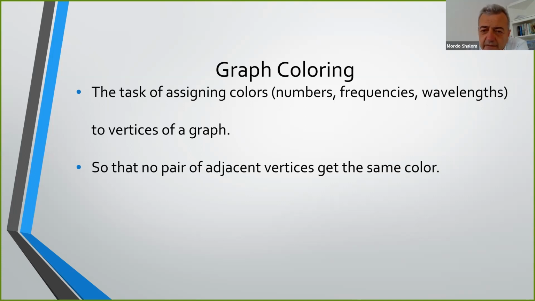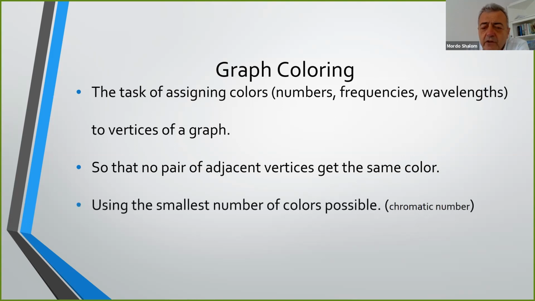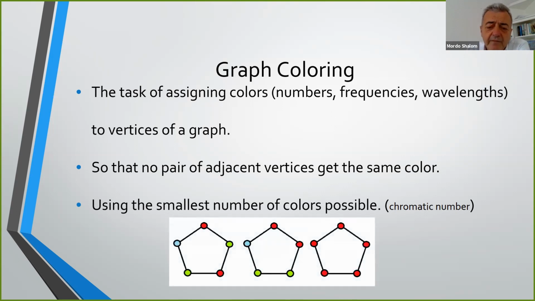So color can be anything. And when we say graph coloring, we mean implicitly that the goal is to use the smallest number of colors possible. And this number is called in graph theory the chromatic number of a graph. So there is some number such that you cannot color the given graph below that number. This is called the chromatic number of the graph.